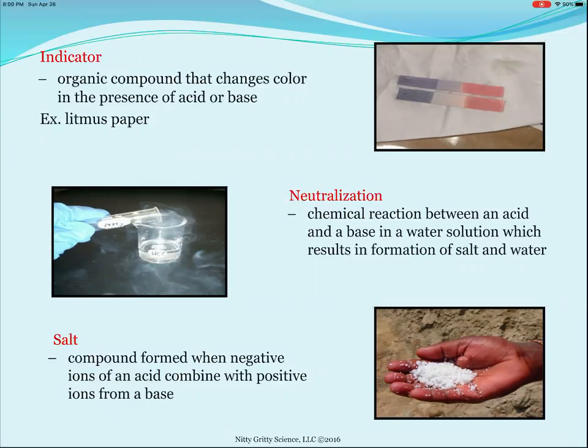Neutralization is a chemical reaction between an acid and a base in a water solution, which results in formation of salt and water. And salt is a compound formed when negative ions of an acid combine with positive ions from a base. It's not necessarily just talking about table salt, it's different kinds of salts. Okay, those are when negative ions from acid combine with positive ions from a base.